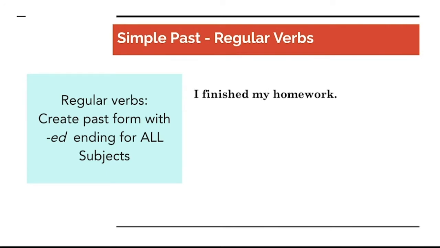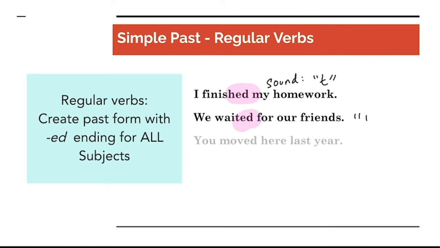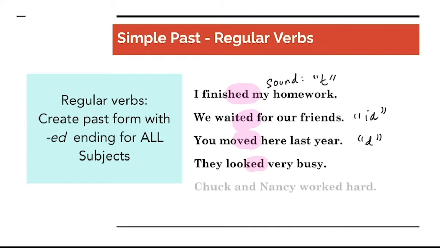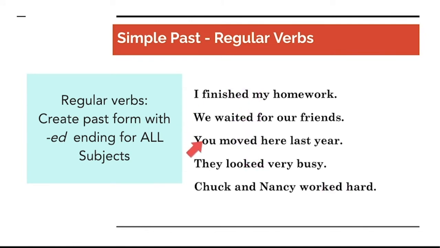I finished my homework sounds like T, finished. We waited for our friends sounded like id, waited. You moved here last year sounds like D, moved. They looked busy. Chuck and Nancy worked hard. So, for every type of subject, I, you, we, he, she, it, it's always just add -ed. And the spelling is easy, although the sound might change.